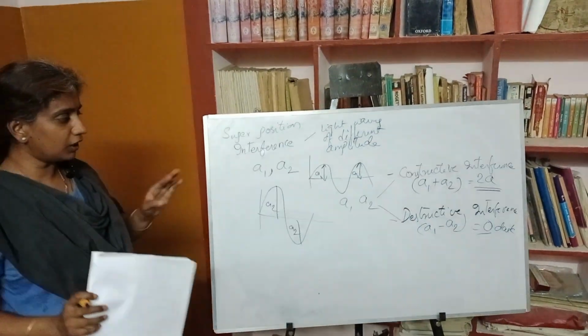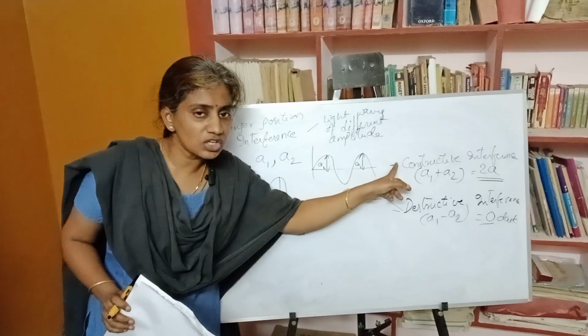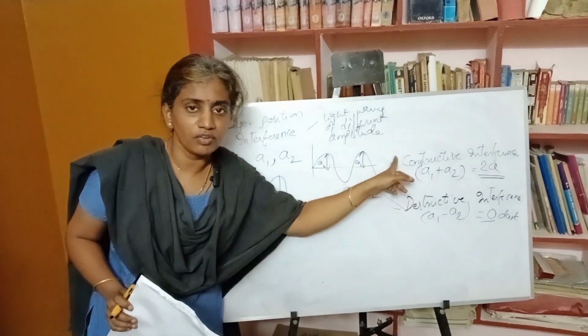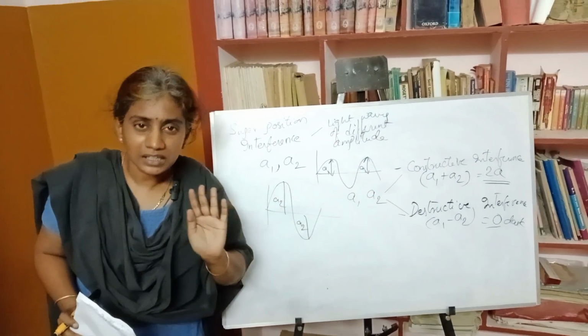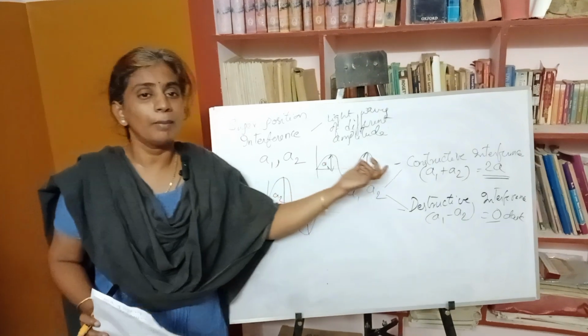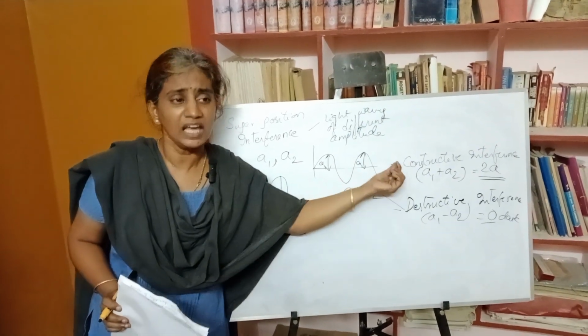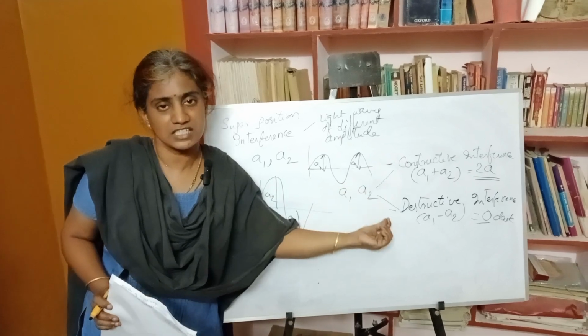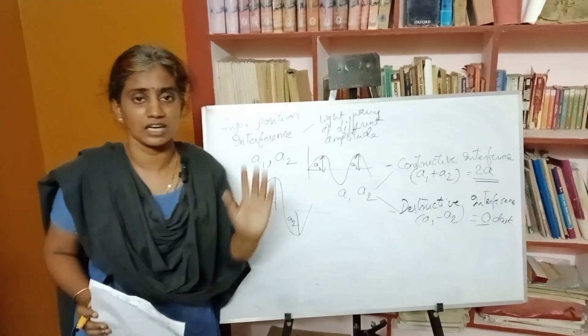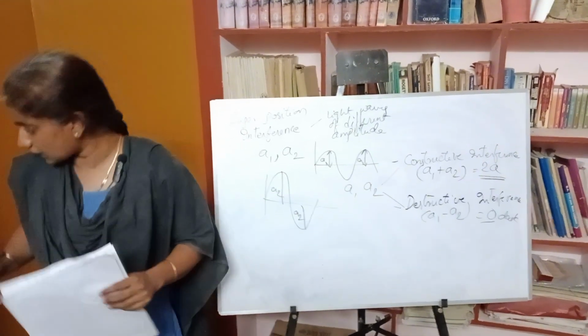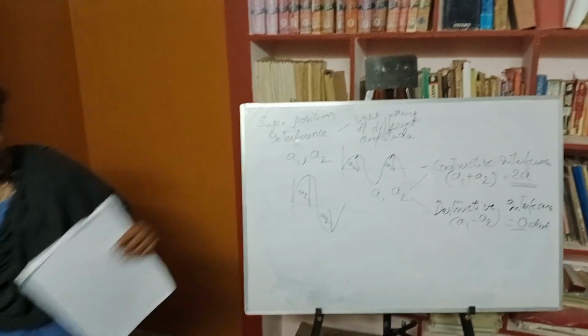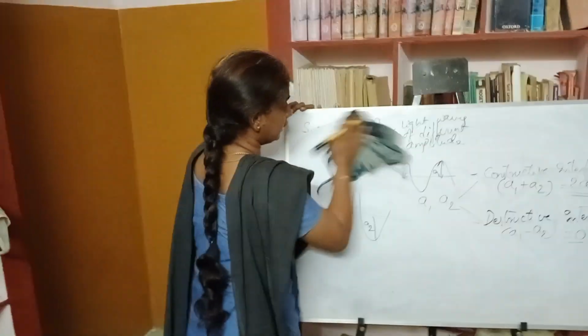Now, the important feature is that constructive and destructive interferences are not the types of interferences, but they are only the classifications which speak about the resultant intensity pattern that you would get on the screen. Then what are the different types of interferences that we have? Let us try to find out what they are.